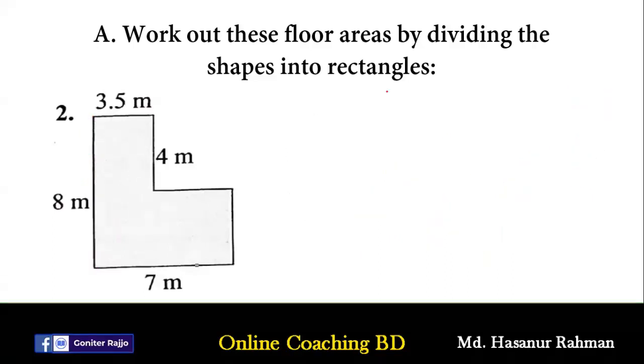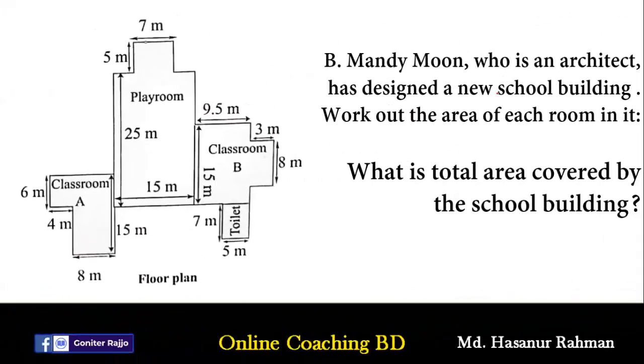Now, number B. Number B says, Mandy Moon, who is an architect, has designed a new school building. So we can see this is the design of the school building. There are 2 classrooms, classroom A and classroom B. There is a playroom also, and there is a toilet. Now, work out the area of each room in it. So we have to find out the area of each room. Then we have to find out the total area of this school building.